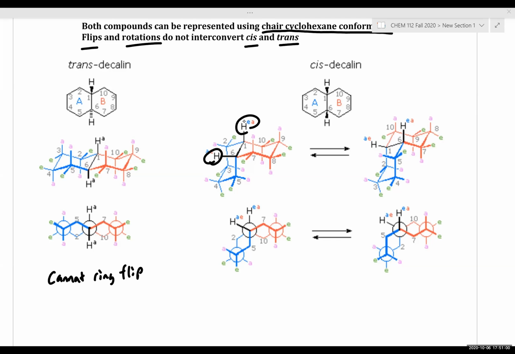So we won't ask you to do detailed conformational analysis of decalin systems. I just wanted to bring it up as an extension because essentially when decalin undergoes a ring flip, we in turn end up flipping both of our cyclohexane rings. So it's just like we're doing two cyclohexane chair conformation ring flips at once.